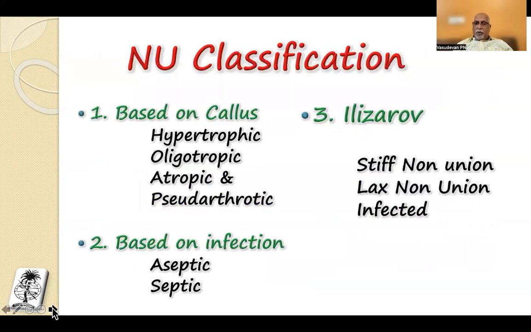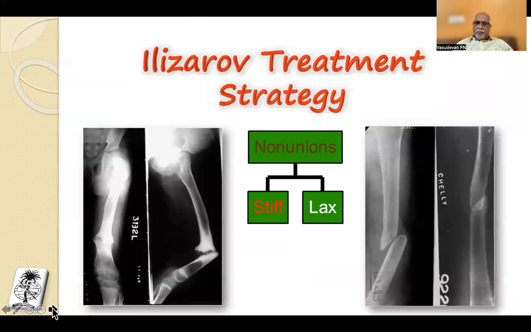So coming to the non-union classifications available now, we have one based on callus, that is known as hypertrophic, oligotrophic, atrophic, and pseudarthrotic types of non-unions. That is based on the callus. Now, based on the infection, you have aseptic and septic non-unions. Whereas in Ilizarov, you have only two types, stiff non-union and lax non-union. And infected non-union again comes as part of these stiff and lax non-unions. It's just a sub-classification sort of thing.